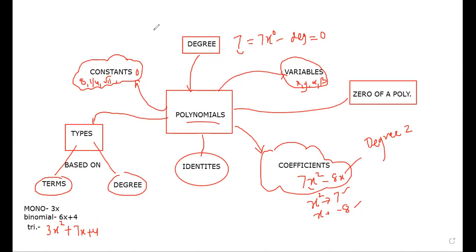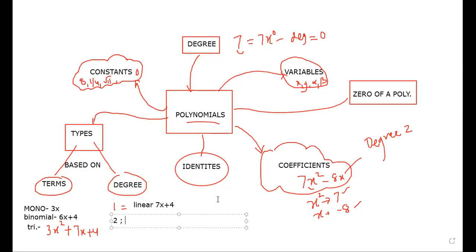So degree can be either 1, 2, 3 or any number. So I'm writing degree 1. Take an example of degree 1: 8x, 7x. If the degree is 1, it is called a linear polynomial. Linear means degree is 1. What is an example of a linear polynomial? 7x plus 4, 8x, 7x. You can take any example like this. If the degree is 2, then what is that polynomial called?